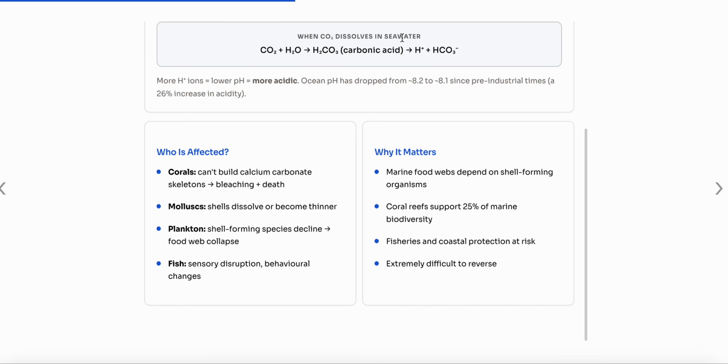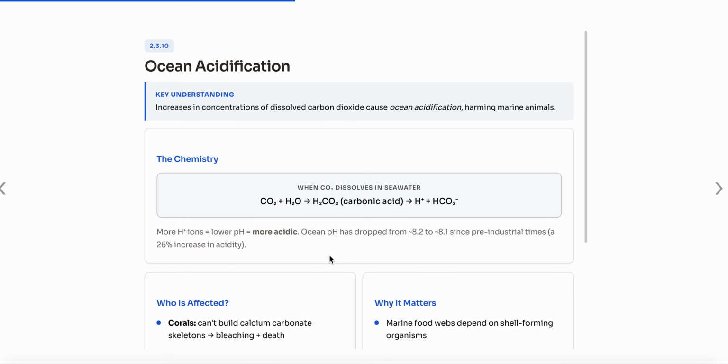So why is it not good? Because it will affect corals, molluscs, plankton, and fish. And it will largely affect corals because it will result in coral bleaching, where they lose their colors. You have seen there is so much coral bleaching going on in Australia. It's a major tourist place for coral reefs, and because of the decoloration happening, it is affecting the marine biodiversity. It's extremely difficult to reverse, and that's why we don't want our oceans to get more acidic.